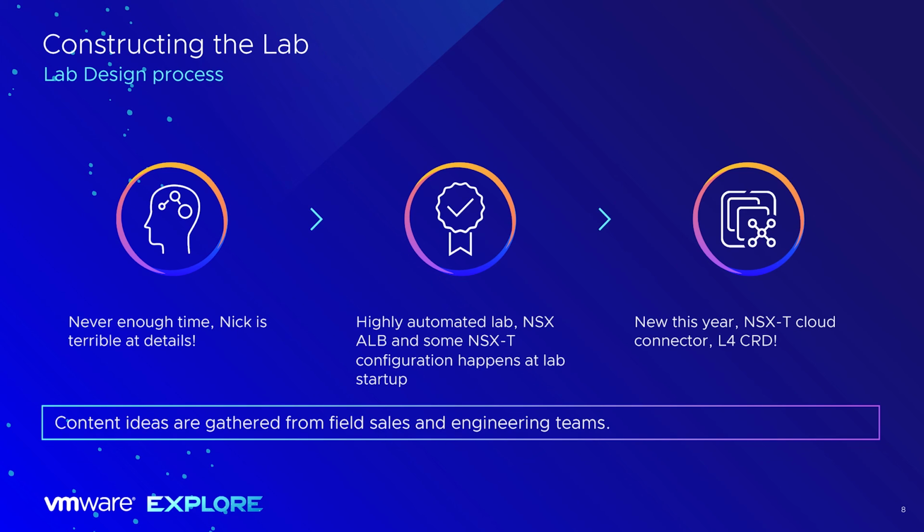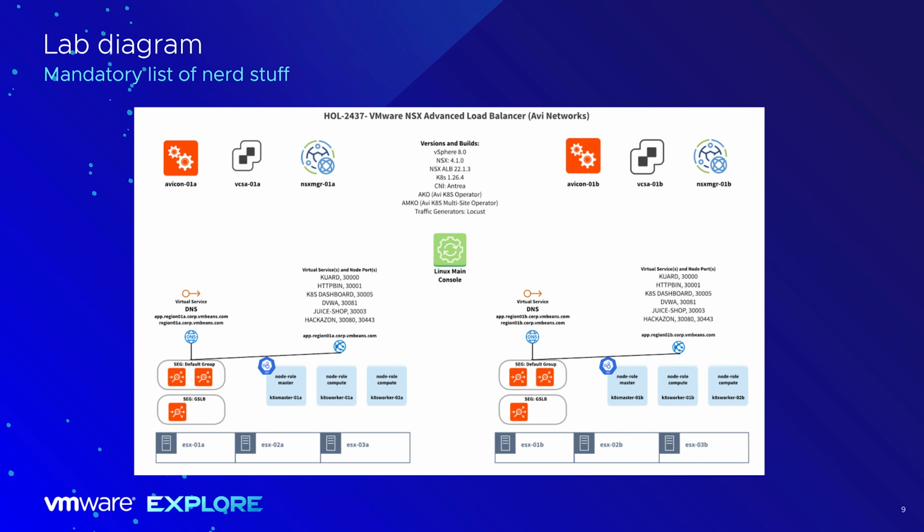All right. So we try to get the ideas from the sales team. A quick architecture diagram. Everybody likes diagrams. So the lab is a 2-site lab because we want GSLB to work, which is the AMKO part of this. We've got Avi controllers in each site. We've got vCenter servers and NSX managers in both sites, and then ESX servers.